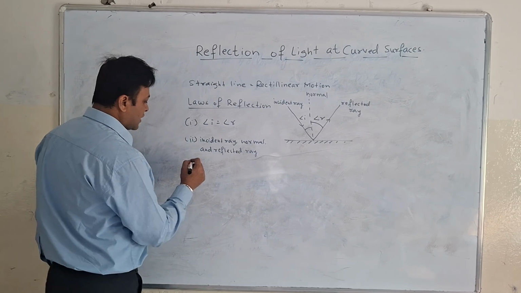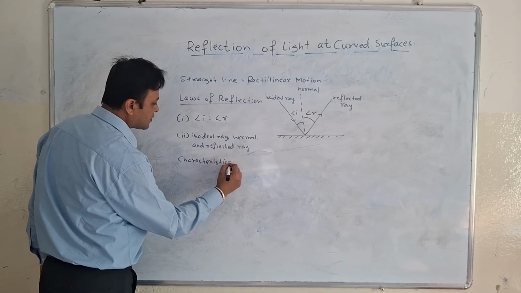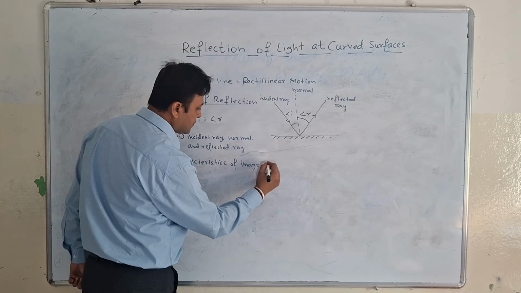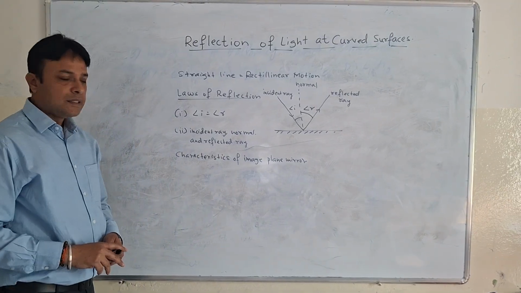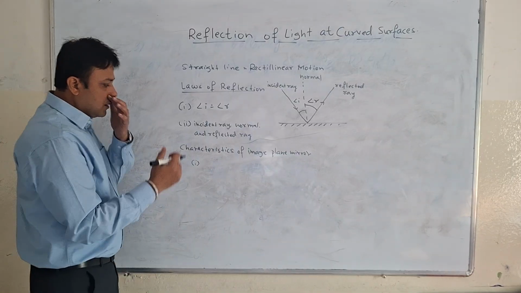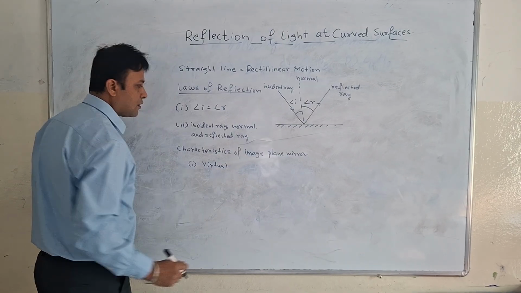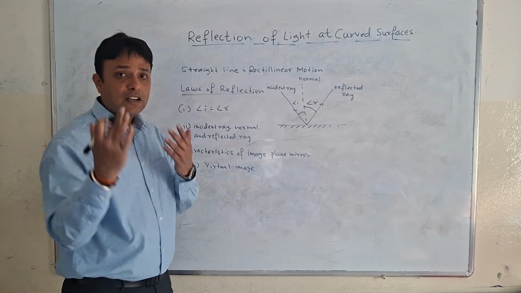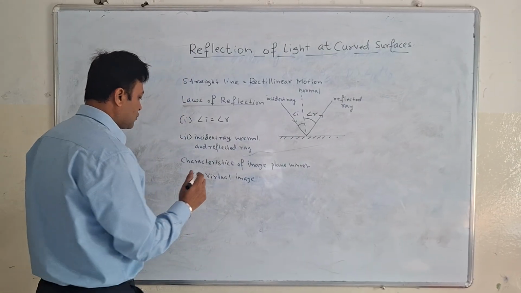Now coming on to the characteristics of the image formed by the plane mirror. What are the characteristics of the image formed by a plane mirror, which we have learned in earlier classes? The first characteristic is that we always get a virtual image with a plane mirror. Now what is a virtual image? A virtual image is one that you can see in the mirror but you cannot see on the screen. So that is called a virtual image.